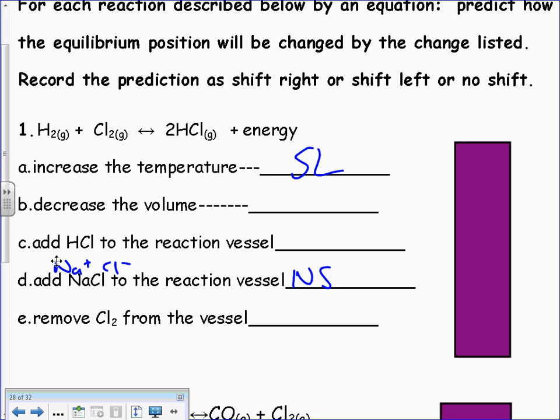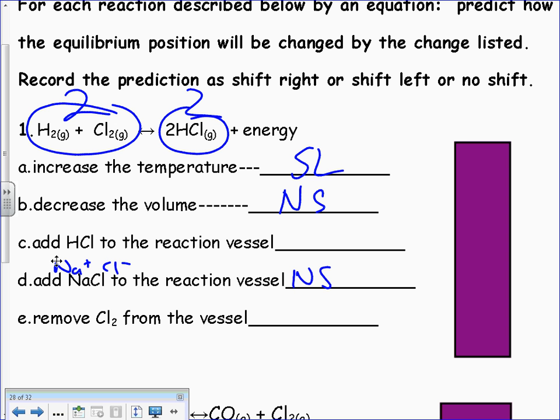Okay, decreasing volume. No shift. Why no shift? Because they have the same number of parts. Right, because there's 2 moles of gas here, and there's 2 moles of gas here. Therefore, it's no shift because there's equal amounts. So changing the volume doesn't favor one side or favor the other.